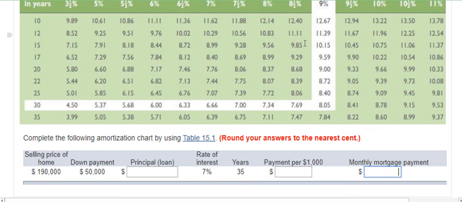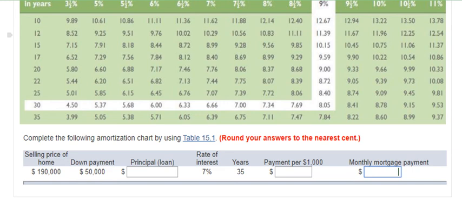So let's take a look at this and see how we find our principal, how we find our payment per 1,000, and we find out what our monthly mortgage payment is. We'll use that table to do that. So let's take a look at a drill problem from your homework.